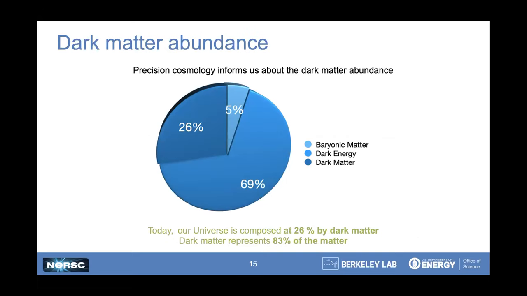So the cosmology also informs us about the dark matter abundance, and some measurement from the Planck satellite measure that today our universe is composed of about 26% of dark matter, which represents a large fraction of the universe content, while the regular matter, the matter that we are touching every day, represents just about 5%. If we just take the sum of the matter component, the dark matter represents 83% of the matter, which means dark matter is dominating the matter. So we don't know anything about this.